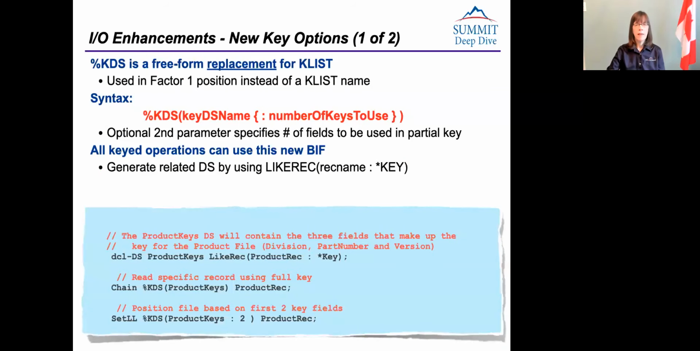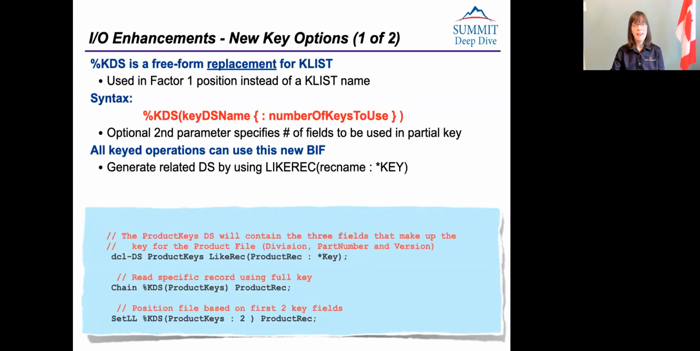Now, a few things that are new to free and can only be used in Freeform. The first one is there's a couple of different key options. So if you have a keyed file, how do you specify the keys? Well, we now have a KDS, a key data structure, which is pretty cool.